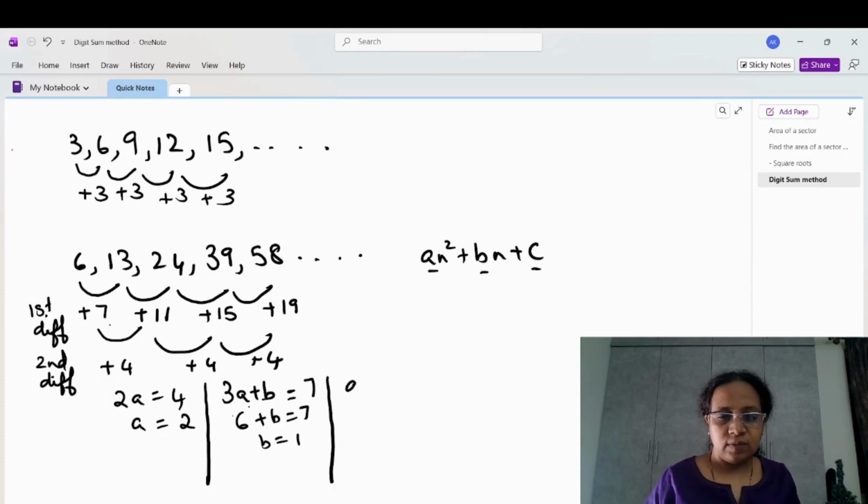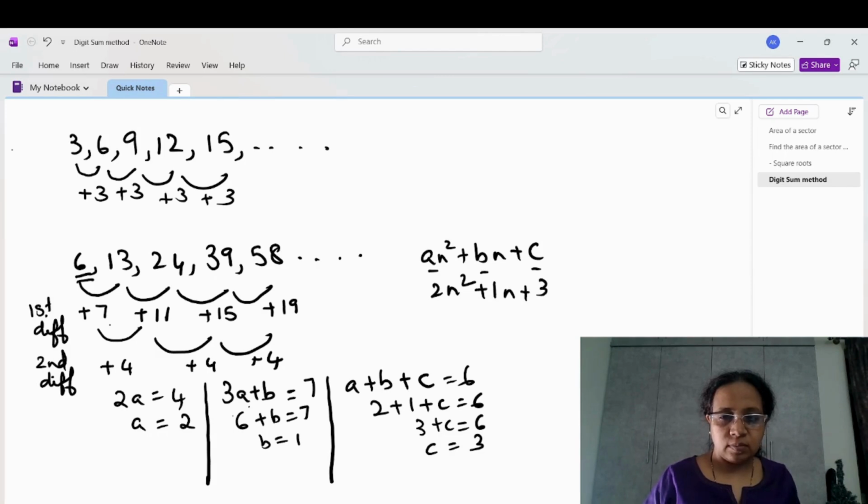To find the value of c, we do a plus b plus c, which will be the first term of our original sequence, that is 6. So 2 plus 1 plus c is 6. 3 plus c is 6. c is 3. So our sequence will be an square plus bn plus c, that is 2n square plus 1n plus 3. We can write it as 2n square plus n plus 3. Now we can find the nth term of the sequence by putting the value of n in this formula.